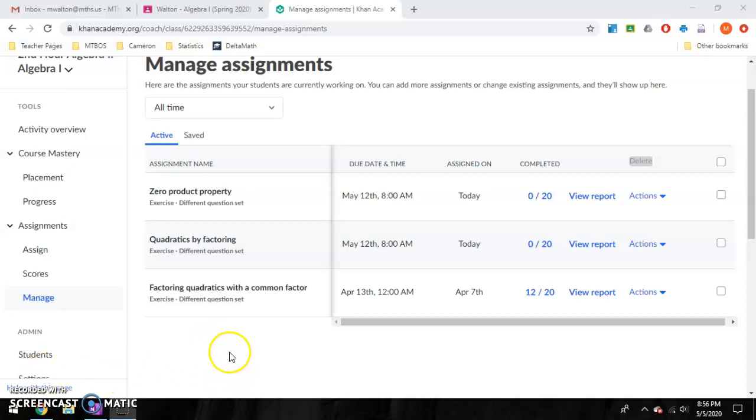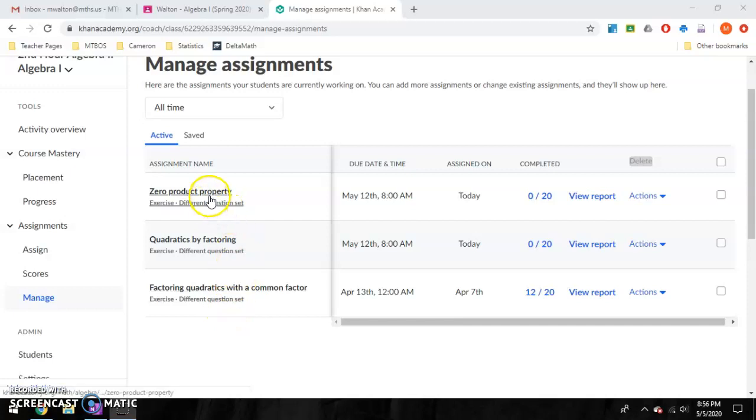Academy. Now when you log on to Khan Academy, some of you guys still have not finished doing this one all the way from April 13th. This would be a good chance to go back and say, hey, was I one of the 12 out of 20 that completed this? If not, go back and take a moment to do that. But we do have two activities.